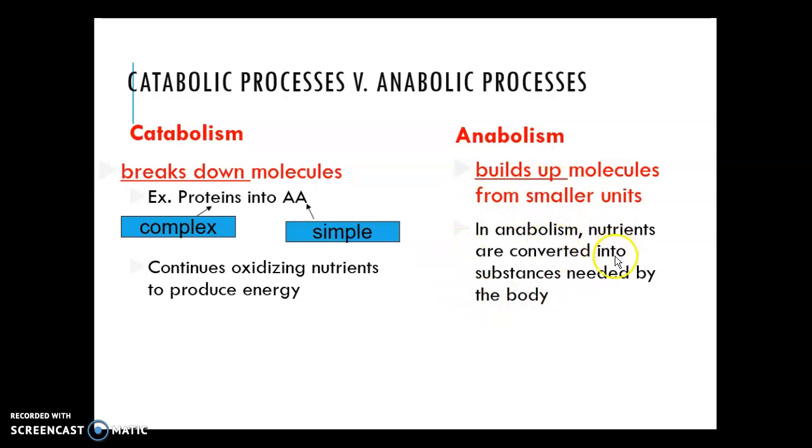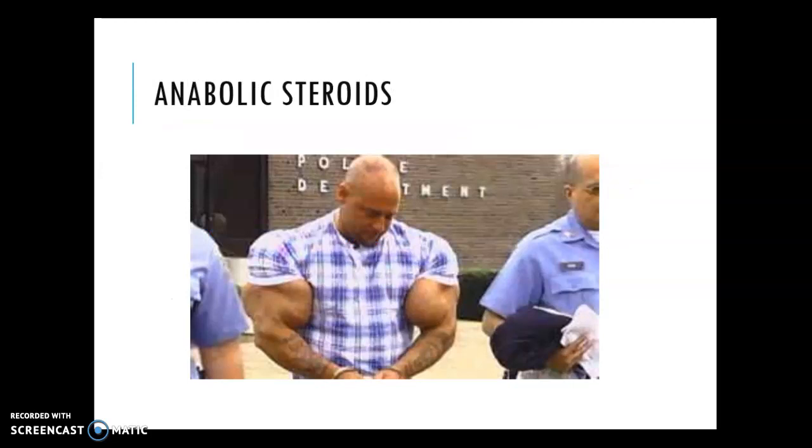So our nutrients are converted into substances needed by the body. And the way I usually think about this is with the term anabolic steroids. There are different types of steroids. If you're sick, like you have asthma or breathing difficulties, you may need a steroid to help your lungs open and breathe better. That is not anabolic. Anabolic steroids are the illegal steroids that build a lot of muscle mass. So if I think of anabolic, it means steroids, building up of tissues, including muscle.